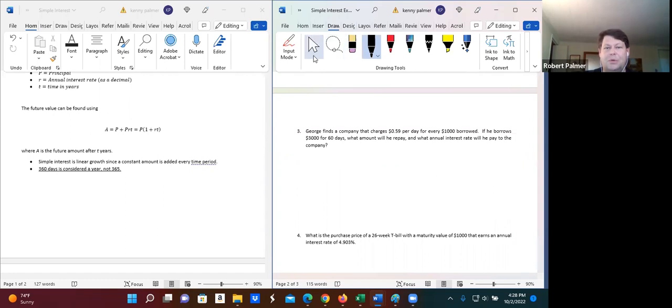Number 3. Once again, let's put a little more space. I'll probably need it here. This one actually has 2 questions. It says George finds a company that charges 59 cents per day for every 1,000 borrowed. If he borrows 3,000 for 60 days, what amount will he repay, and what interest rate will he pay to the company? Okay.